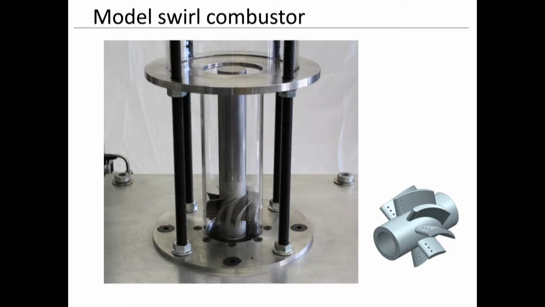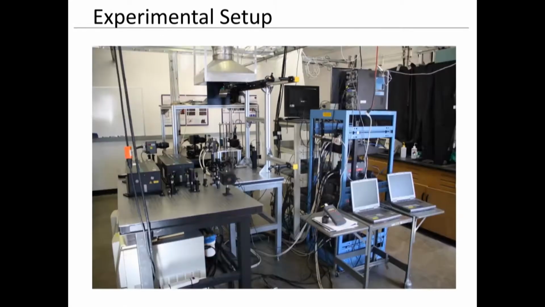But that is what it looked like at one time. And so this is the swirl vane here, and this is a quartz tube. And then the center body is stainless steel. So that's just what it looks like in the lab, with lasers and cameras around it.